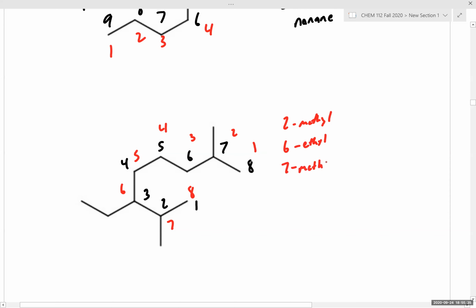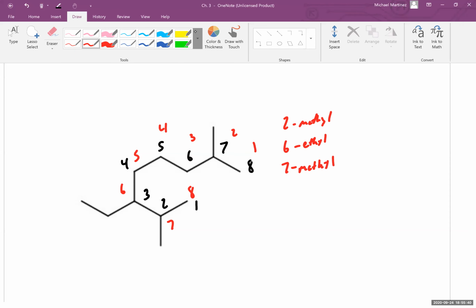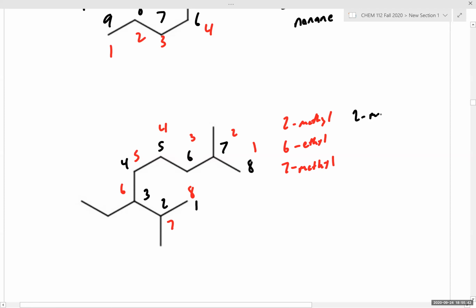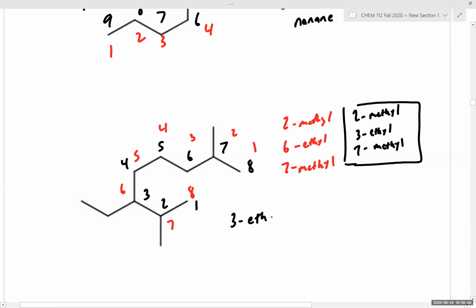2-methyl-6-ethyl-7-methyl, or as an alternative, we have 2-methyl-3-ethyl-7-methyl. And as we noticed, the numbering method using the black ink is preferred. So we'd write this as 3-ethyl-2,7-dimethyl-octane.